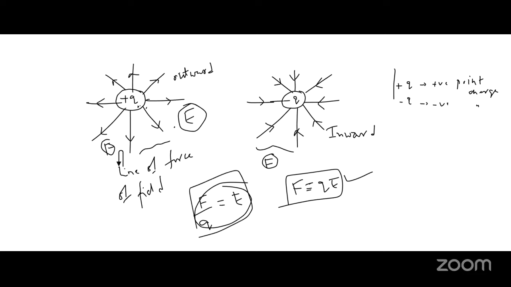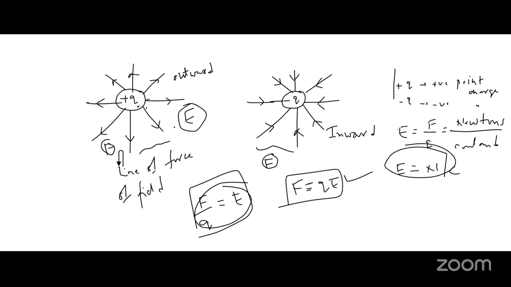What is the formula and the units for the electric field? E = F by Q. Force is in newtons, charge is in coulombs. So the units of the electric field are N by C, newton per coulomb. Okay, so these are the units.